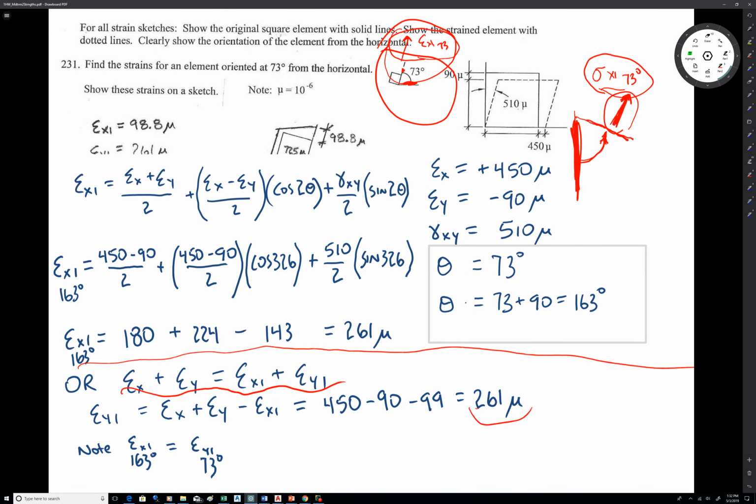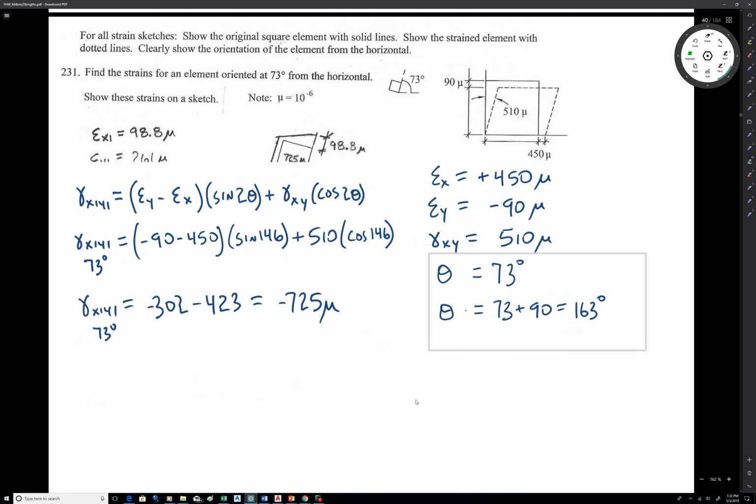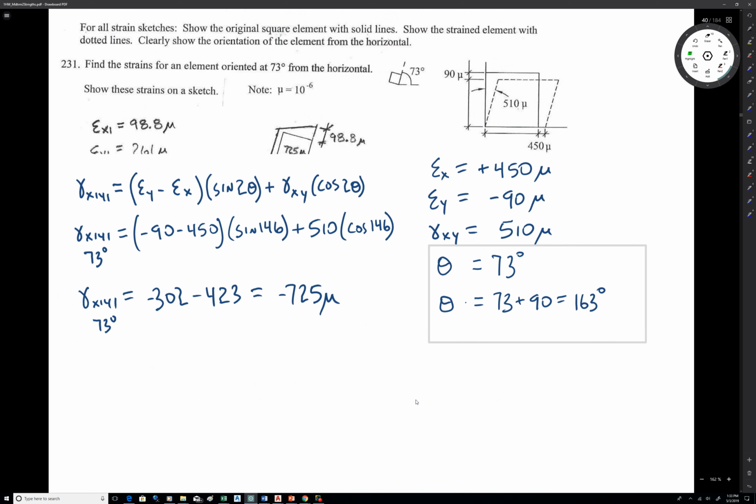All right. And then the last thing to do here is to find the shear strain at that angle. So again, there's just a basic formula for that. I think it's formula 72 if I remember right. And you just plug the stuff in. So epsilon x, epsilon y, gamma xy. And that'll get you the shear strain, and it's negative 725. Okay.